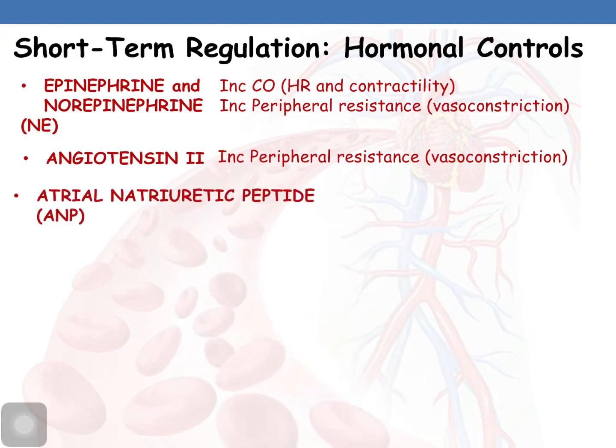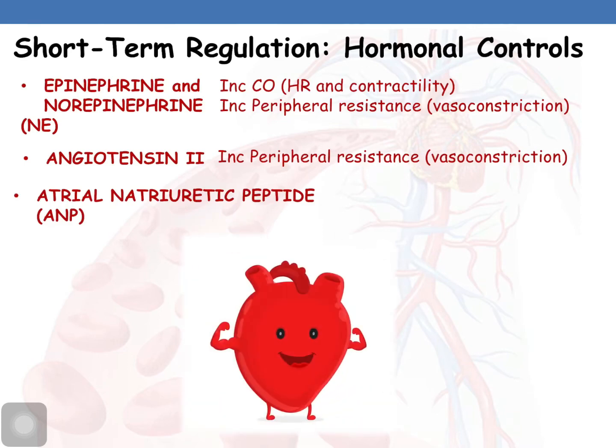Next is the atrial natriuretic peptide, or ANP. The atria of the heart produce this hormone, which leads to a reduction in blood volume and blood pressure. It decreases blood pressure by decreasing peripheral resistance through vasodilation. So, it generally causes vasodilation. ANP antagonizes aldosterone and causes the kidneys to excrete more sodium and water from the body, thus reducing the blood volume.